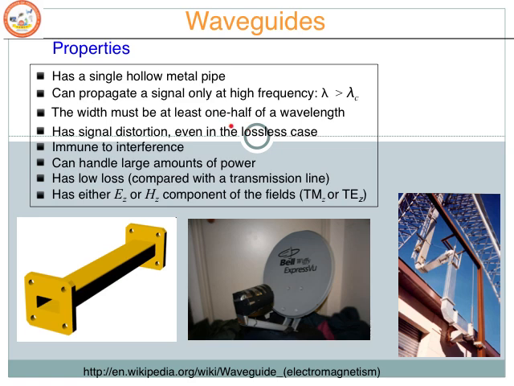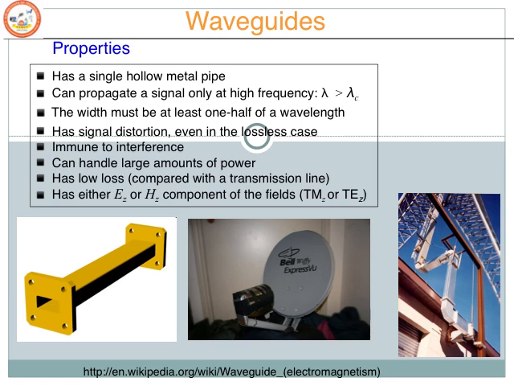And even in the lossless case, this waveguide will have signal distortion, and it is immune to interference. And one more important property is it can handle a large amount of power. And next, it has low loss compared with a regular transmission line.